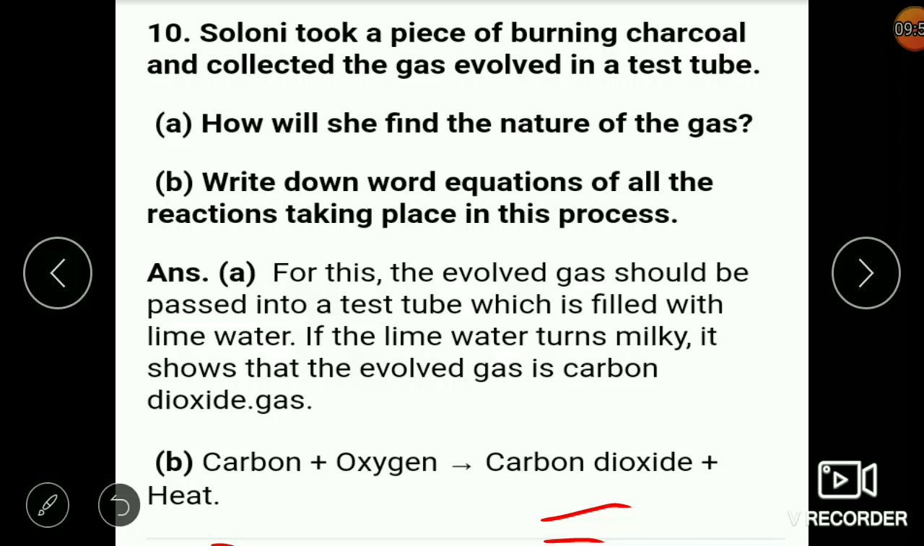The word equation for this process is carbon plus oxygen forming carbon dioxide and heat. The reaction produces a lot of heat along with the product. So that's your answer.